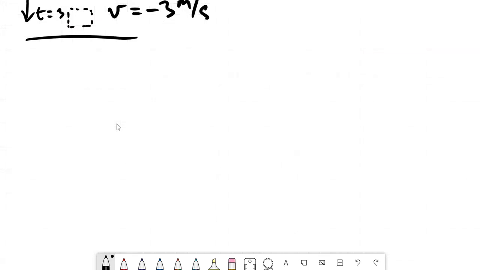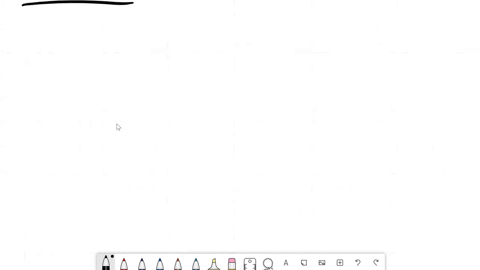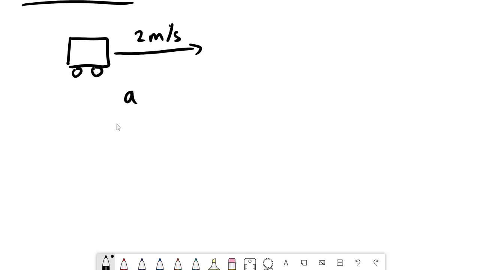Let's do just one more thing related to acceleration, just another visual thing. Let's say I have a box car, for example. Let's say it's driving at 2 meters per second, and the acceleration is 3 meters per second squared. So I want to just start tracking its motion. At t equals 0, we know that it's traveling at 2 meters per second.